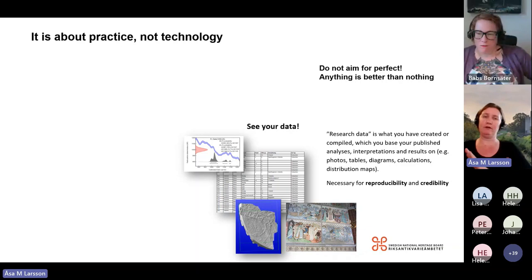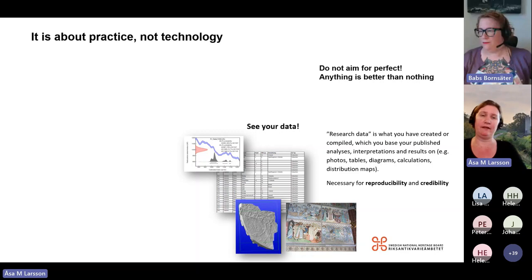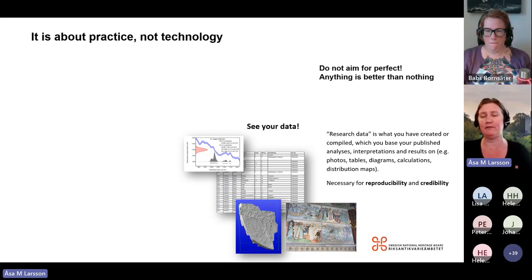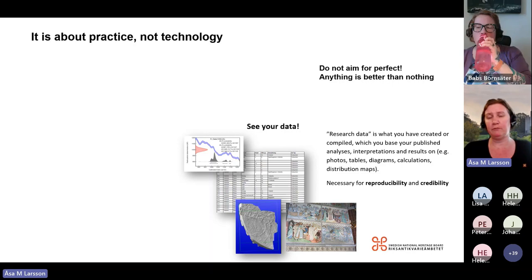First of all, not to aim for perfect. Anything is better than nothing. It's difficult for specialists and researchers because they tend to aim for perfect, which means that things don't often happen that easily. It's extremely difficult to share your data. I know that myself since I tried it. It's horrible. And also mostly to see your data. And this is especially for people, I think, working within the humanities that don't always understand that they have data, even in archaeology.